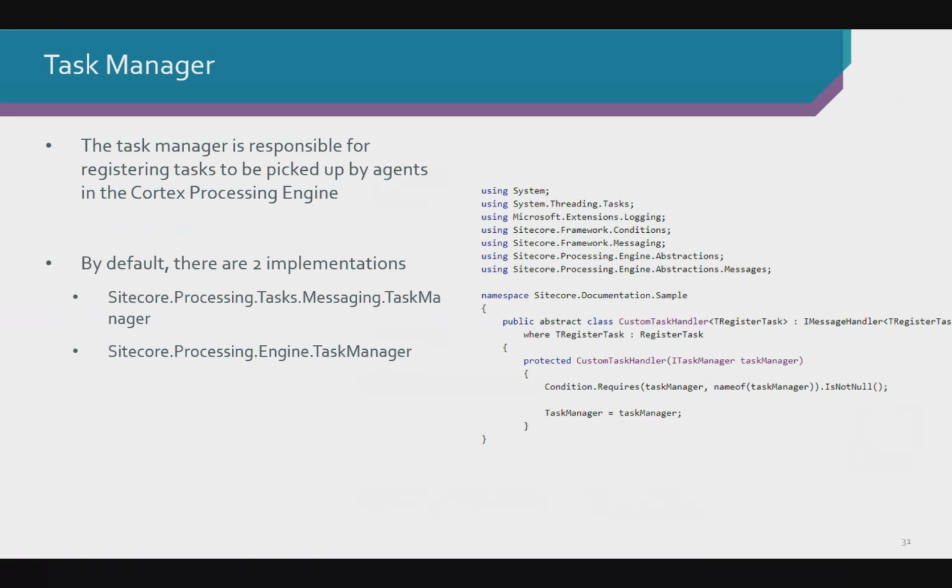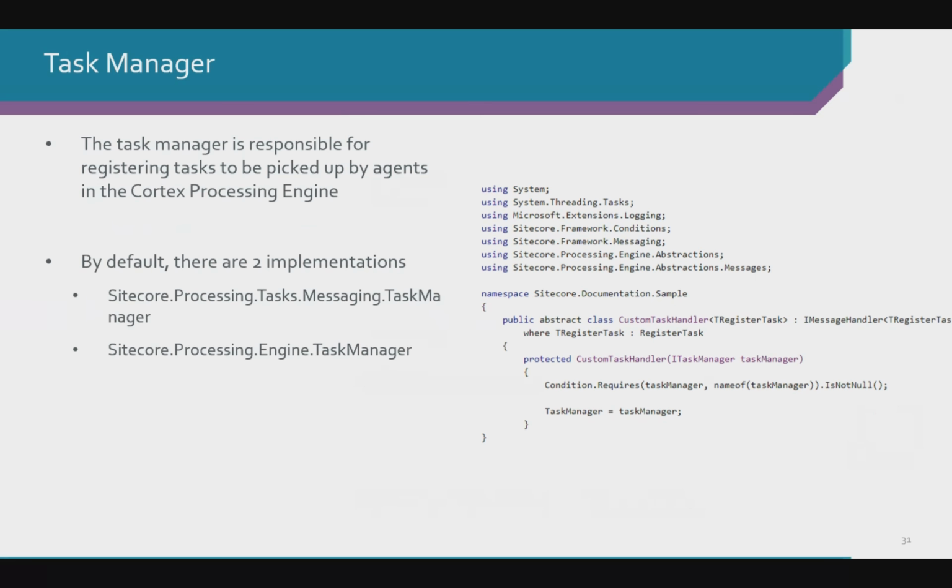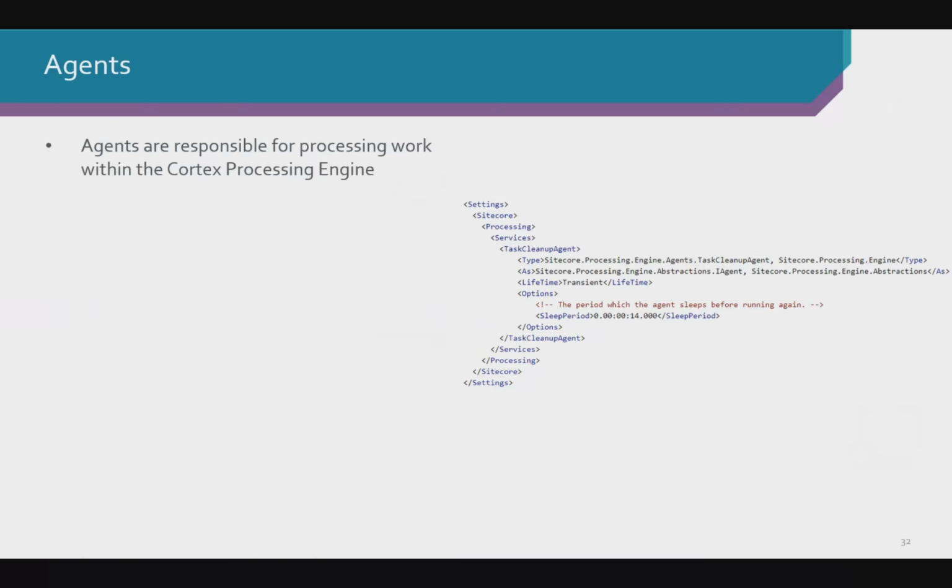So once the task is registered with the message bus, it can know when a worker has completed its task or has not completed its task, and that's how they will communicate. And finally, we have agents.